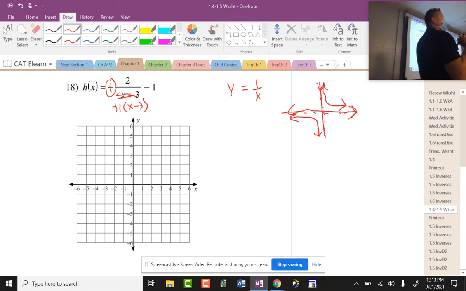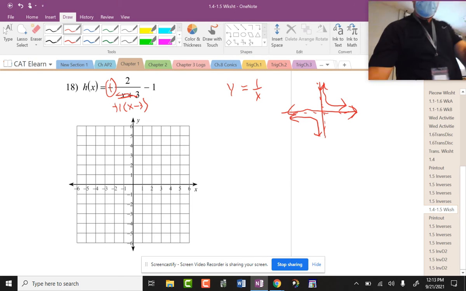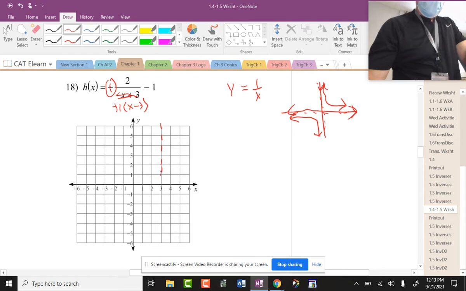What's the minus 3 do? Which way does it shift? We should know it's either right or left. Which one is it? Right. What's the minus 1 do? We should know that it's up or down. Which one is it? Down. So right 3 moves the vertical asymptote.